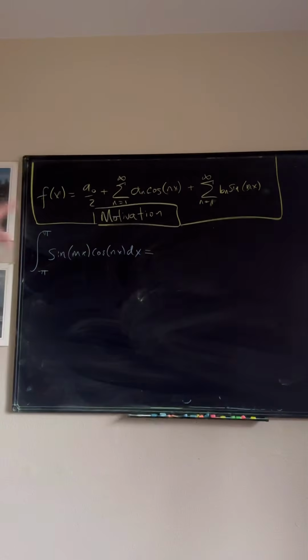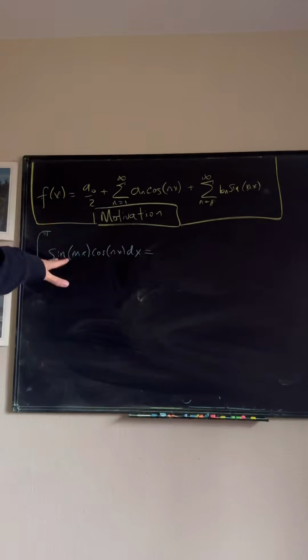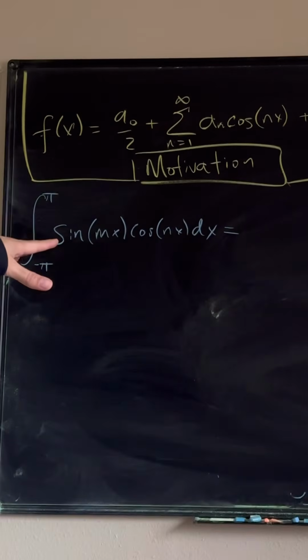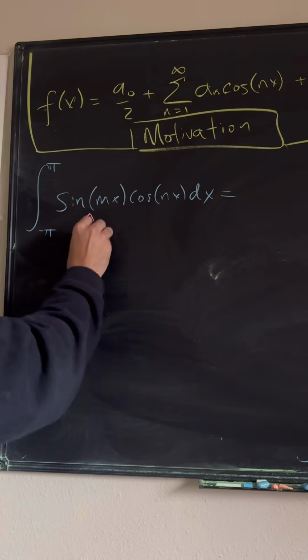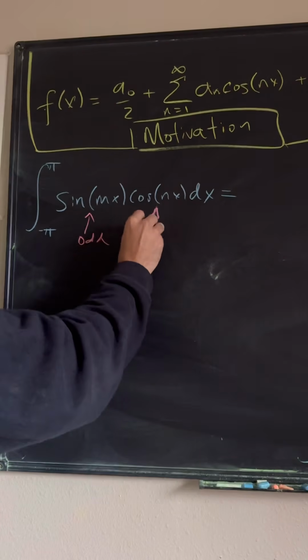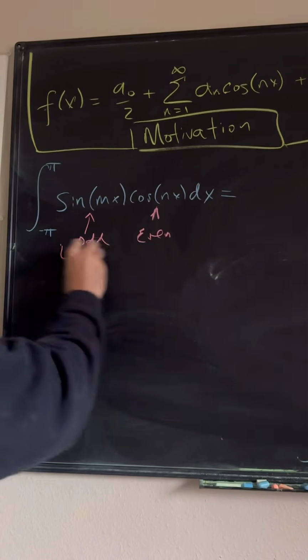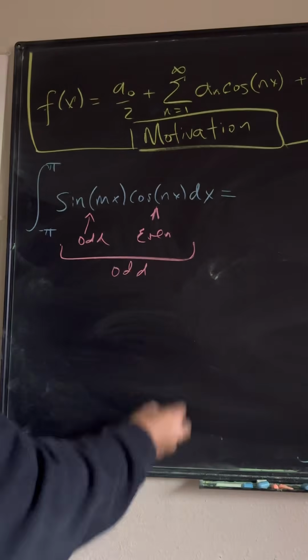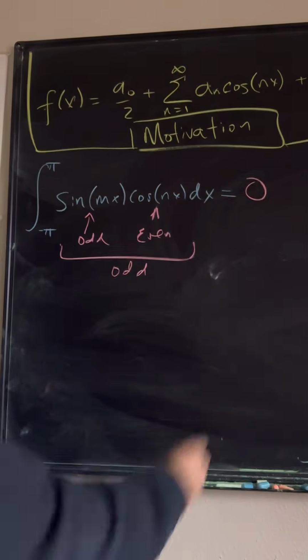Okay, let's get started. As I mentioned, up above is a Fourier series, which is going to be the motivation for our video, but we want to talk about why this integral right here is equal to 0. This particular integral is pretty simple. We have an odd function in the sine, an even function in the cosine, and when you multiply that together, that becomes an odd function. So the integral from negative pi to pi is just going to equal 0.